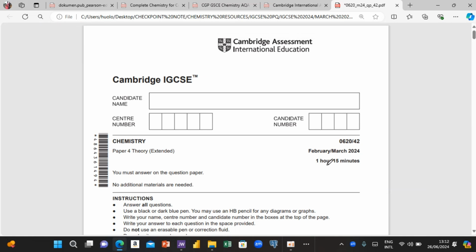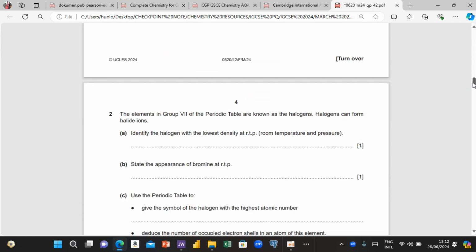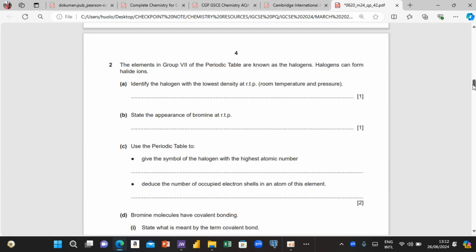Okay, guys, we are going to start. We are going to pick up from where we stopped in our last session. We were looking at Chemistry Paper 4, February/March 2024. In our last session, we looked at question 1. So today, let's see how we can answer question 2. Okay, so question 2, here we go.